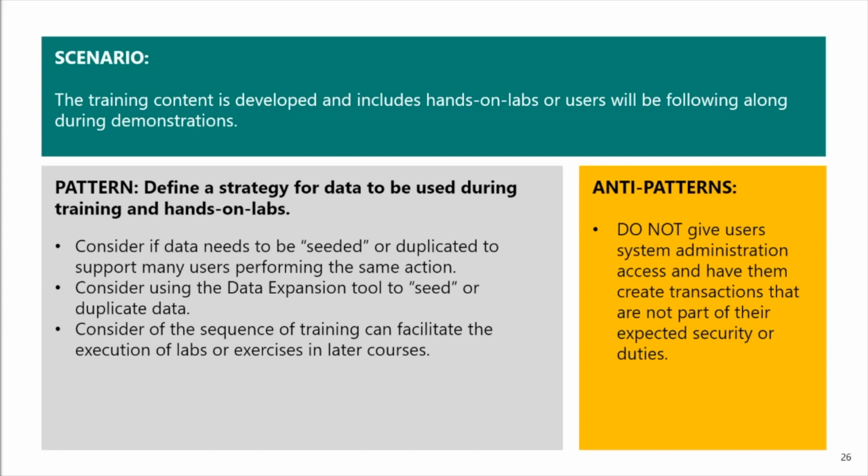You'll also need to consider the sequence of training. So if I'm going to do the receiving training first and then the purchase order training second, well, if I had the buyers do their training first, they might have created purchase orders that I can use in the receiving training. If I do it the other way around, I'm going to need purchase orders that already exist in order to allow the warehouse personnel to receive those purchase orders.